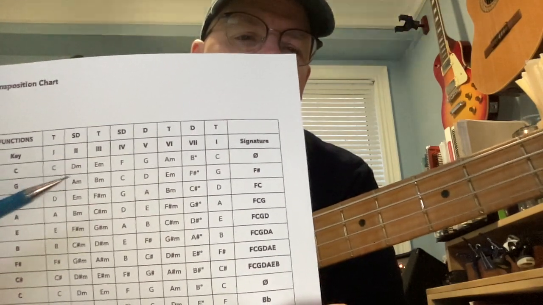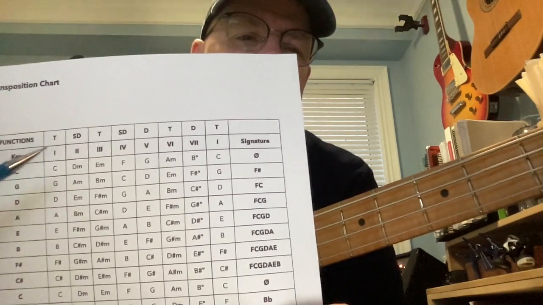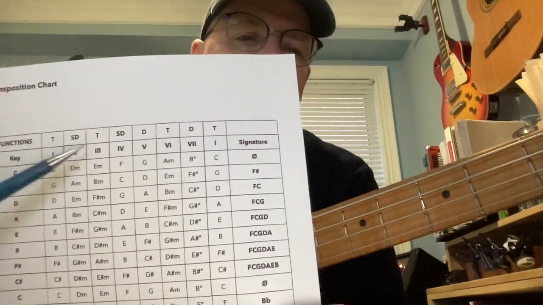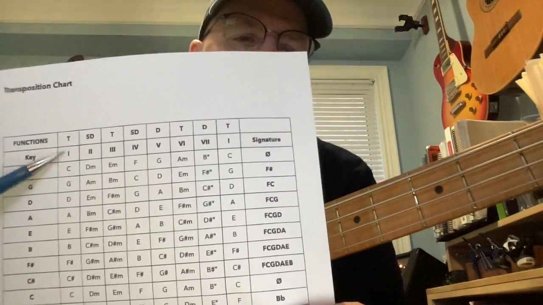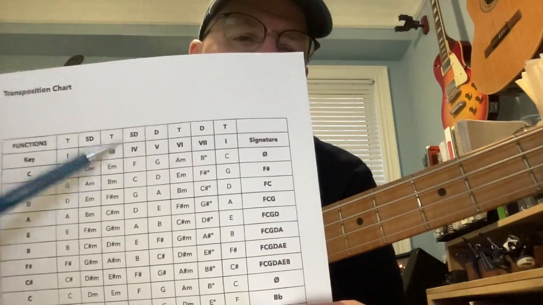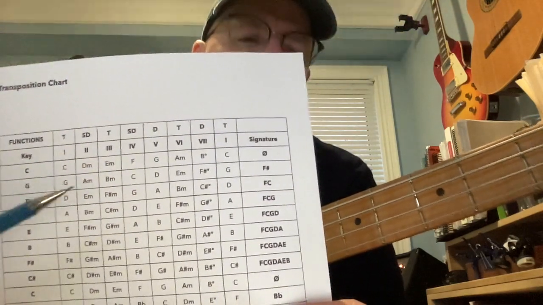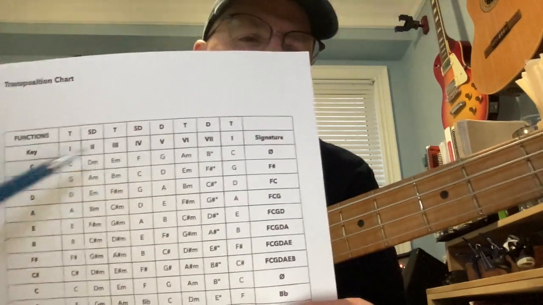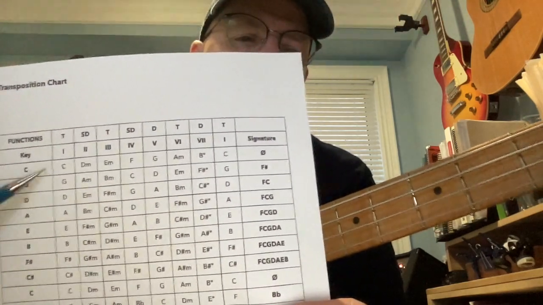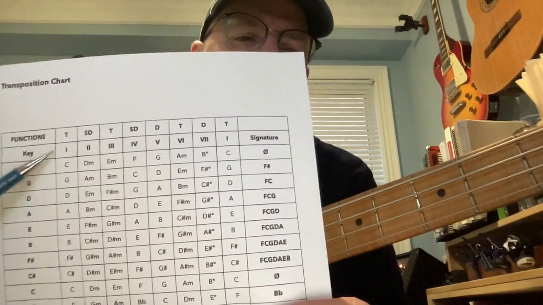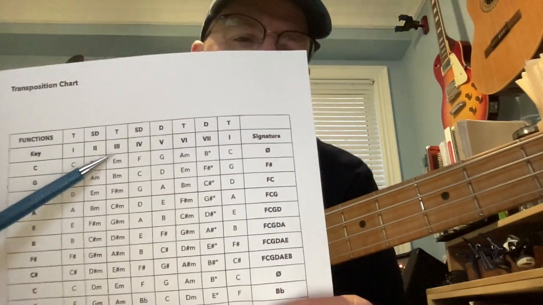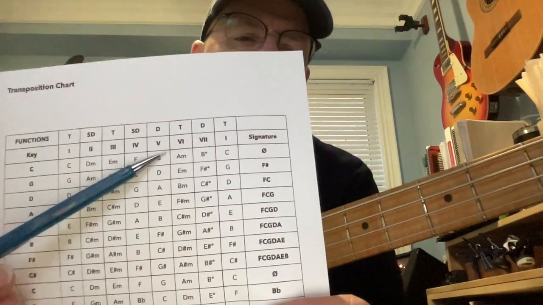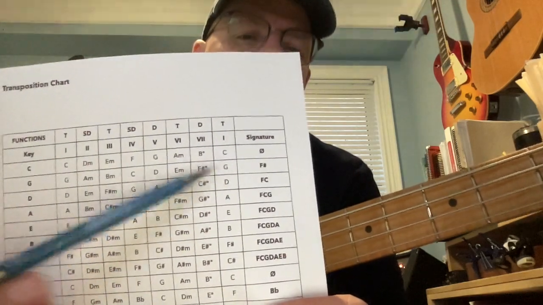And then along the top column, we have these function names, functions across here, and we have T, SD, and T, D, etc. Ignore those for now. I'll explain them another time. We have the keys going down this way, and then we have what we call the degrees of the scale. Degree 1, degree 2, degree 3, degree 4, degree 5, 6, 7, and 1.